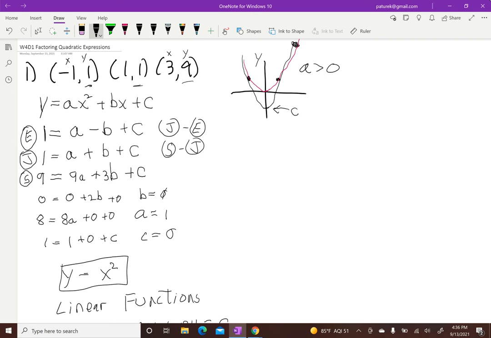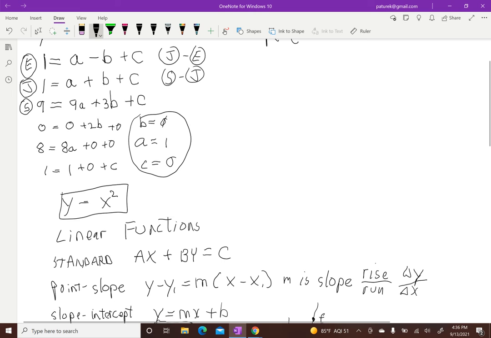Plugging a is equal to 1, b is equal to 0 back into, let's say, the top equation. That shows us 1 is equal to 1 plus 0 plus c, and therefore c is equal to 0. So here's our 3 coefficients. y is equal to 1 times x squared plus 0 times x plus 0, or y equals x squared.